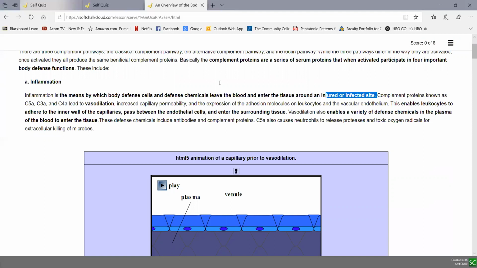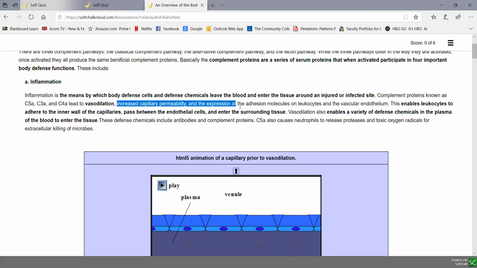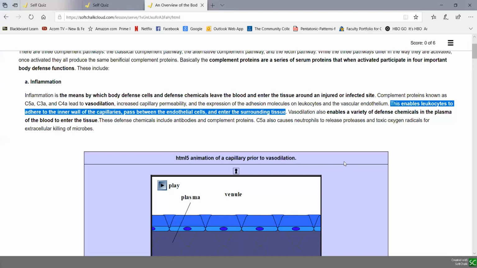And 3 complement proteins, C5a primarily, then to a lesser extent C3a and C4a, all lead to vasodilation, where the endothelial cells constrict, the capillaries get larger in diameter, and that increases capillary permeability. And that also begins the expression of adhesion molecules on the surface of the leukocytes, or white blood cells, as well as adhesion molecules on the surface of the vascular endothelium. That enables the leukocytes to adhere to the inner wall of the capillary rather than flowing past the infection site. They then squeeze between the endothelial cells that form the capillary, and they enter the surrounding tissue where they're drawn to the infection site via chemotaxis.